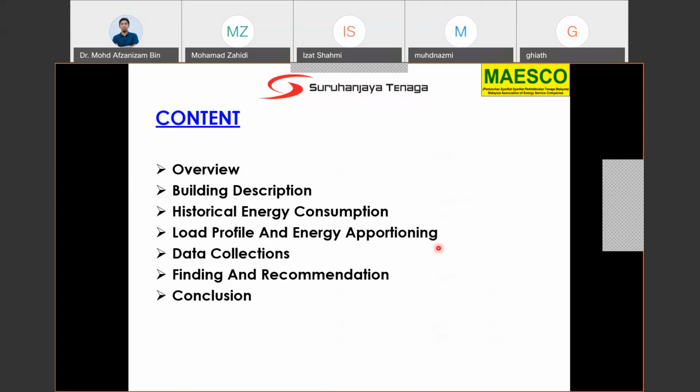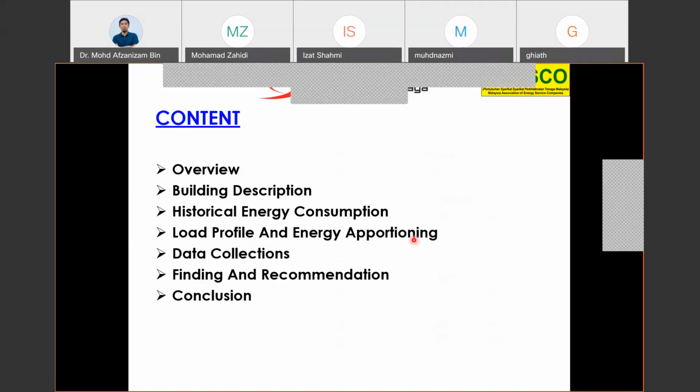For example, let's say you want to investigate machines, so you may go for the load profile for each machine. Or you may investigate the consumption on a monthly basis. So you have all the equipment or all the electricity consumption on a monthly basis. And yet, you also need to have energy apportioning.